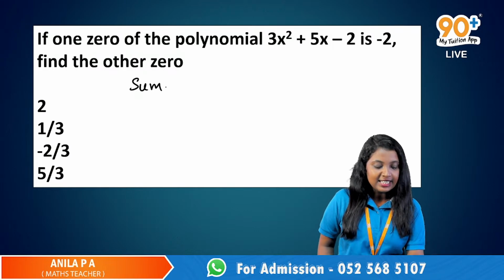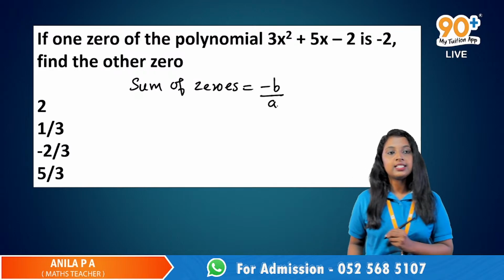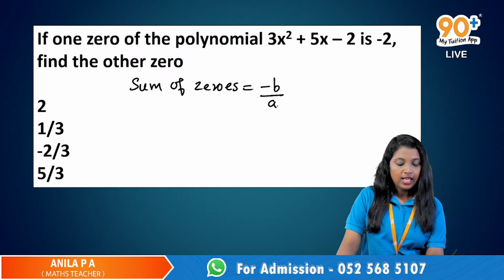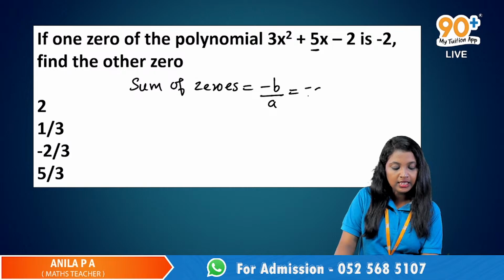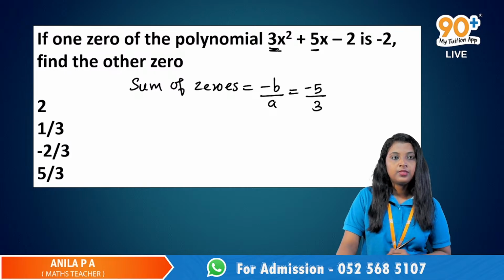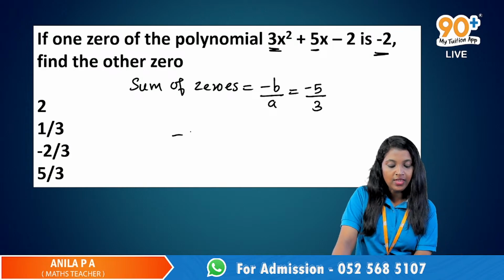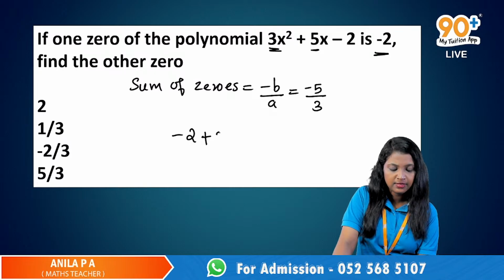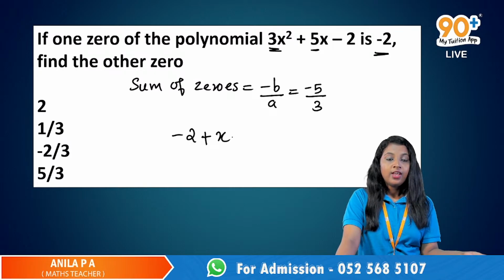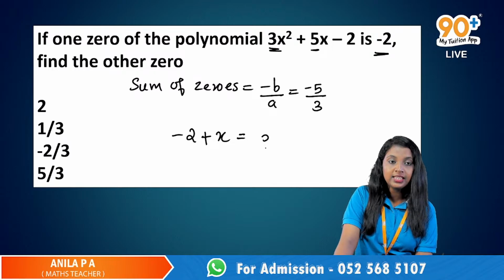Let's see. Sum of zeros is equal to negative b by a, right? What is the value of b here? It is 5. So negative 5 by 3 is the sum of zeros. And one zero is given as negative 2. So when we add the other zero, let the other zero be x. When we add them together, we must get negative 5 by 3, right?